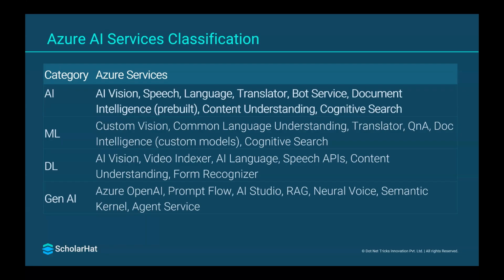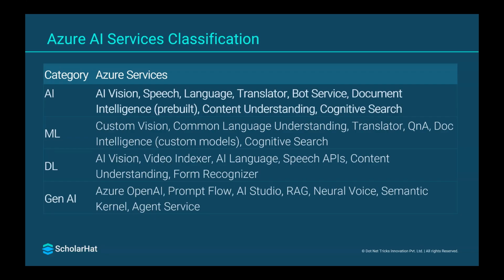In the deep learning category, again we have AI Vision, Video Indexer, AI Language, Speech API, Content Understanding, and Form Recognizer. If you look here, many Azure AI services come in all categories. It depends whether you are using the built-in model, the custom model, or whether you are going to train the model yourself. Those come under these categories.